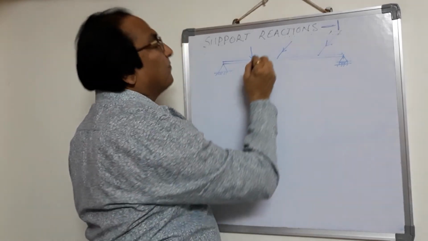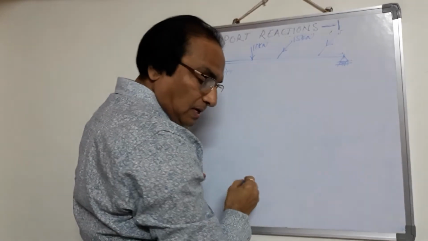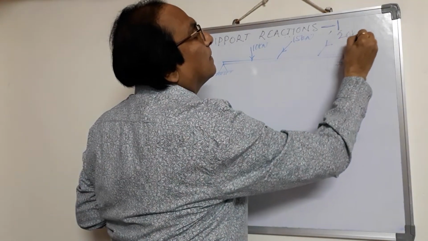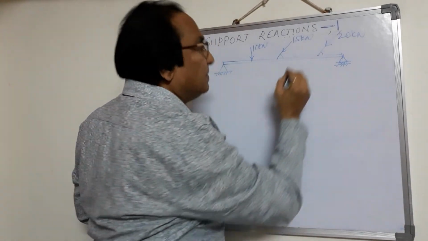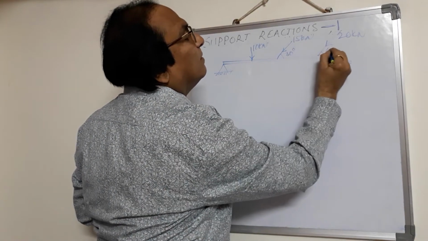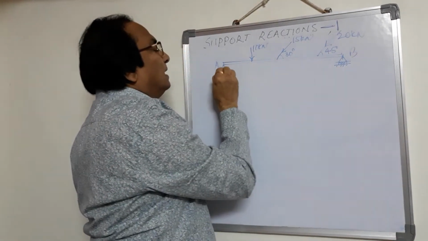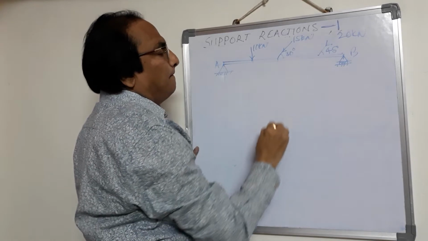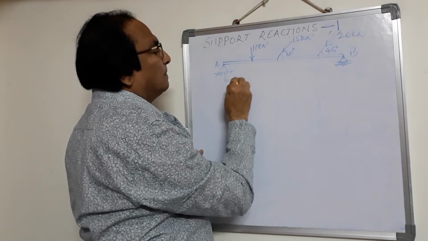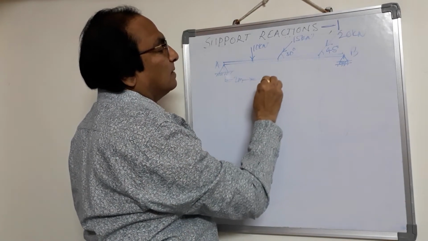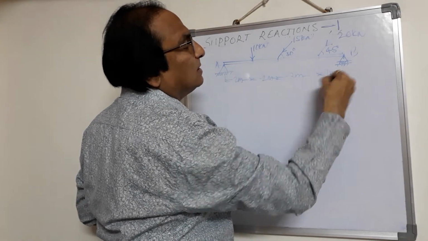Let these loads be 10 kilonewton, 15 kilonewton and 20 kilonewton. These are making certain angles with the beam. Let these angles be 30 degrees and 45 degrees. Now here this is A, this is B, and the distances given to you are 2 meter, 2 meter, 3 meter, 1 meter. Suppose these are the distances given.